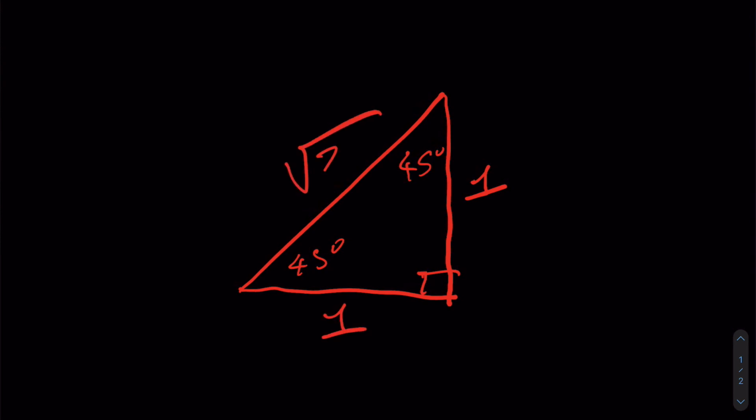So in this first part, what you have to do is only memorize the 45, 45, 90. Once again, legs are 1, hypotenuse is square root 2.